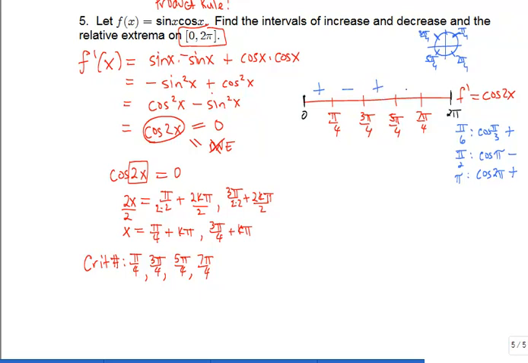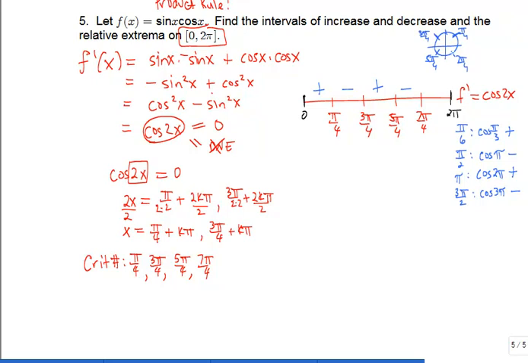Now we need to test something between 5 pi over 4 and 7 pi over 4, so let's try 3 pi over 2. 2 times that would be 3 pi, and cosine of 3 pi is the same as cosine of pi, so that's negative. So we're back to a minus sign.